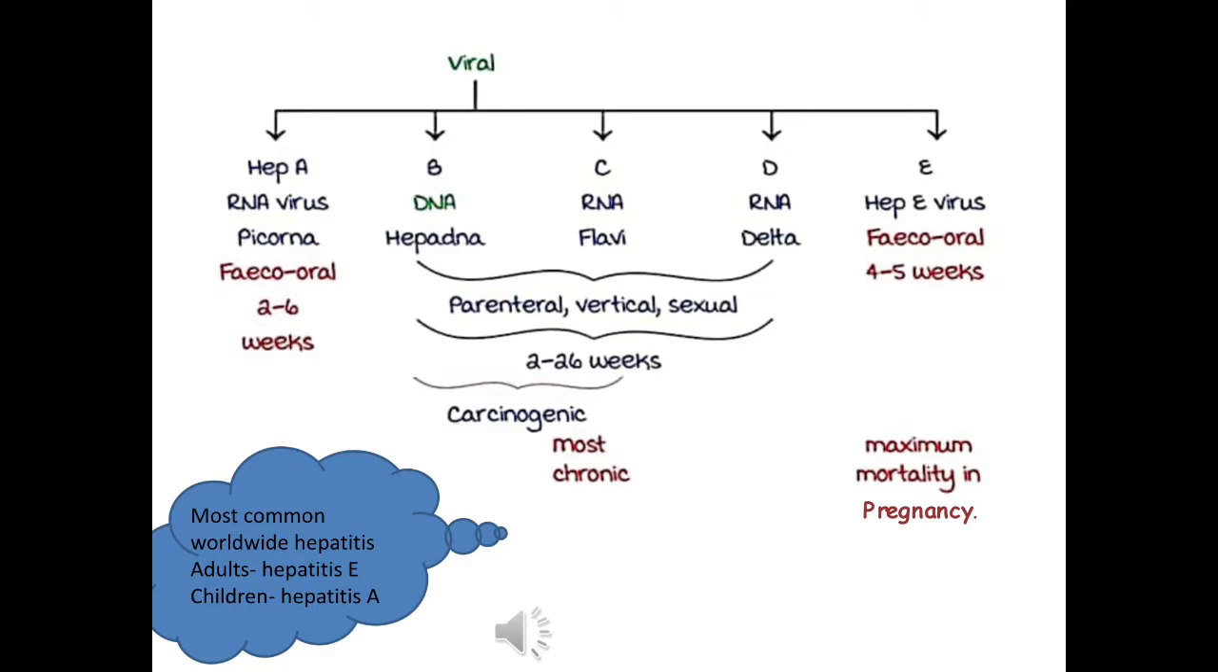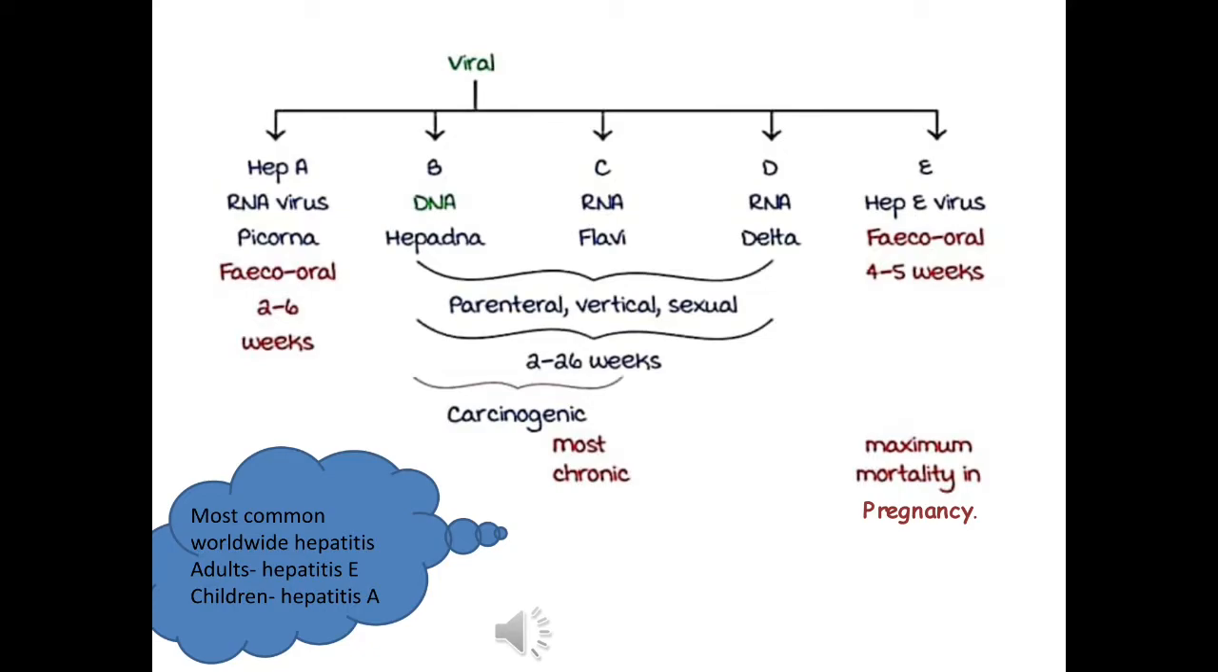Hepatitis A and E are transmitted through the fecal-oral route. Hepatitis A takes 2 to 6 weeks for incubation and hepatitis E takes 4 to 5 weeks. Hepatitis B, C, and D are transmitted parenterally, vertically, and sexually. They take about 2 to 26 weeks for incubation.